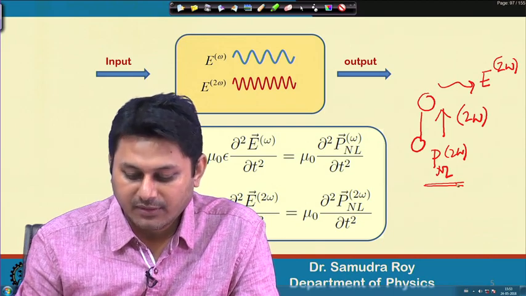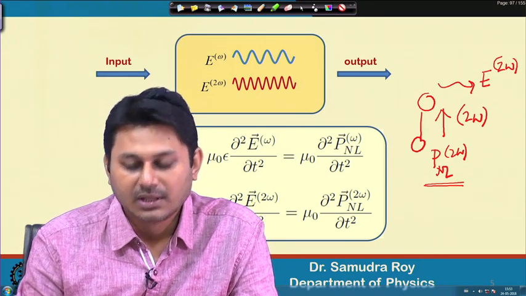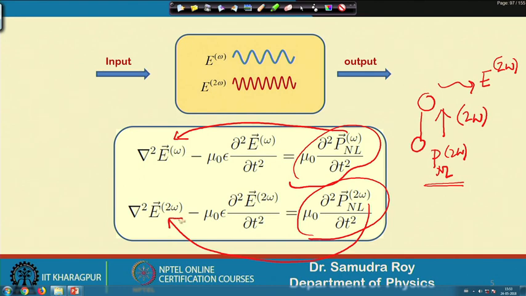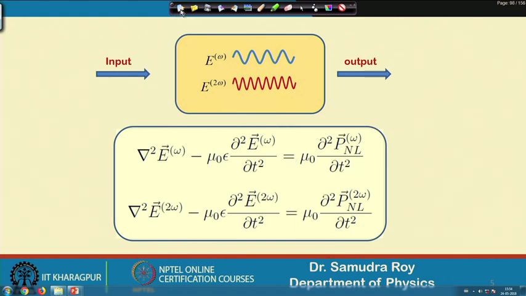of 2 omega. Now, if I look at this differential equation, in the source term we have P nonlinear omega and P nonlinear 2 omega, two source terms. This source term is responsible for generating the electric field with omega, and this source term is important for generating the electric field 2 omega, but the equation is the same for both cases, only the components are different. So, in the next step, it is very important to find out what this value and this value should be, so that at the end of the day we can solve our Maxwell's equation.